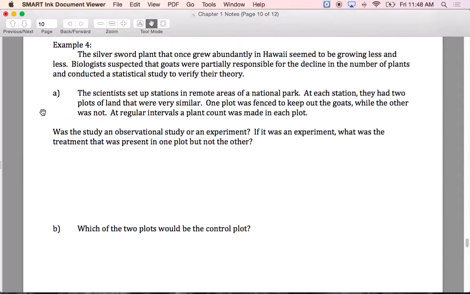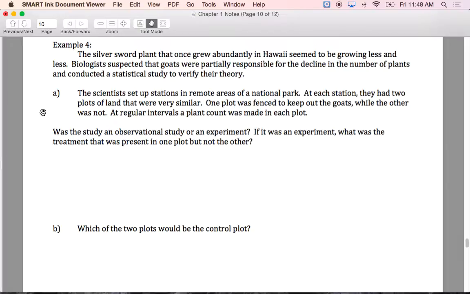So in example 4, we have the silver sword plant that once grew abundantly in Hawaii seemed to be growing less and less. Biologists expected that goats were partially responsible for the decline in the number of plants and conducted a statistical study to verify their theory. The scientists set up stations in remote areas of a national park. At each station, they had 2 plots of land that were very similar. One plot was fenced to keep out the goats, while the other was not. At regular intervals, a plant count was made in each plot. Was the study an observational study or an experiment? If it was an experiment, what was the treatment that was presented in one plot but not the other?